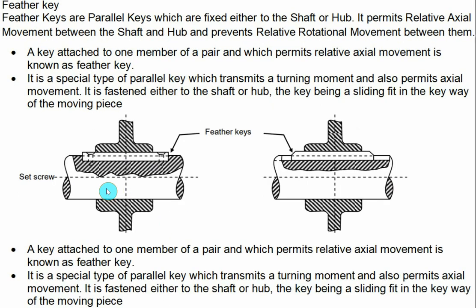In this figure we find that if the heads are not provided, then screws are provided, that is, set screws. Otherwise the jib heads are provided, as in the second figure. Because of the set screw and the jib head provided, we find here that the width of the key is more compared to the width of the pulley. So axial relative movement is possible in the case of the feather key.